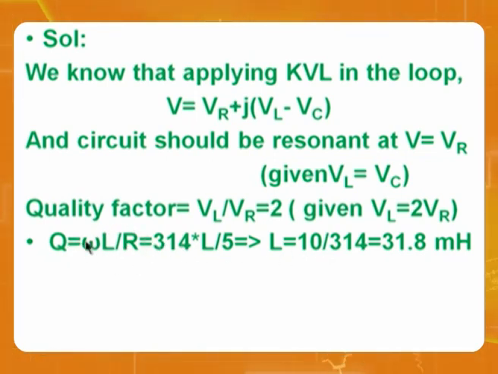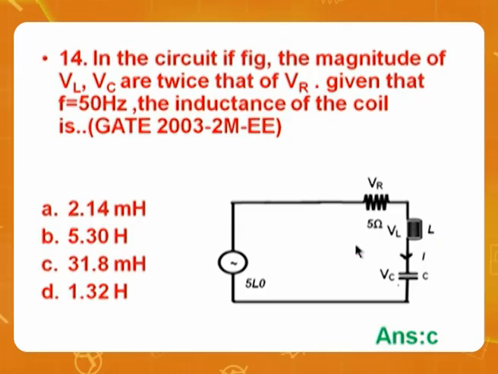Even without calculating the quality factor, you can calculate this. So omega L is equal to, see here, that's what exactly I did. Can you look here? L is equal to 10 by omega. And omega is what? 3.14 into, what's the frequency he gave?